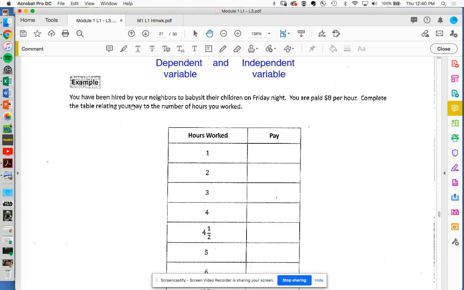So you have been hired by your neighbors to babysit their children on Friday nights. You're going to be paid $8 per hour. Now, when we had babysitters for our kids many years ago, the rule of thumb was it was $2 per kid per hour. So we had 3 kids times 2 times, if 1 hour, it'd be $6. What if it was 4 hours? $24, right?